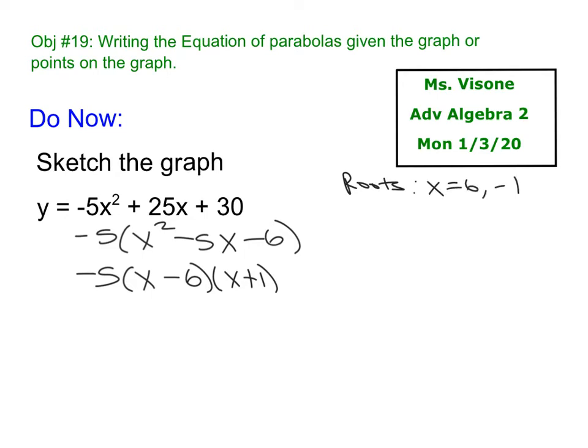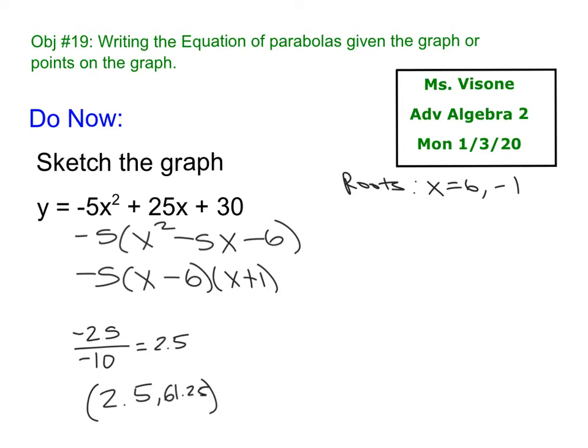Let's see, negative b over 2a, so that's negative negative 25 over 2a, so negative 10. That gives me 2.5. Let's see what I get if I plug 2.5 in here. Negative 5 times 2.5 squared, plus 25 times 2.5, plus 30. So I get 61.25.